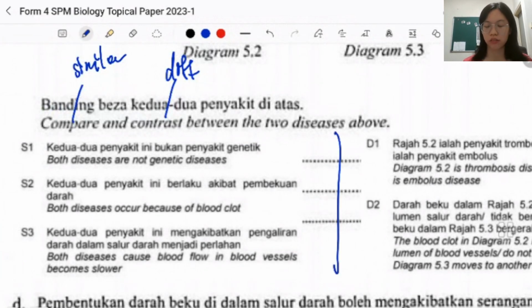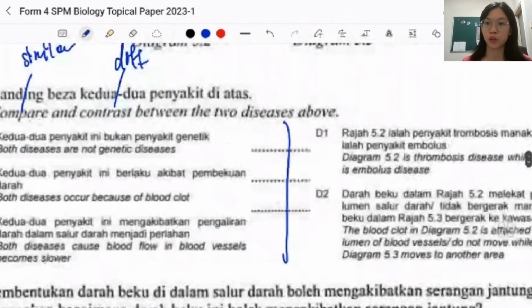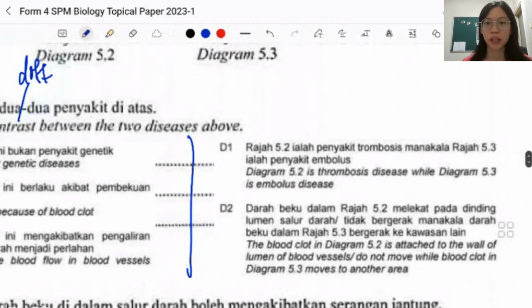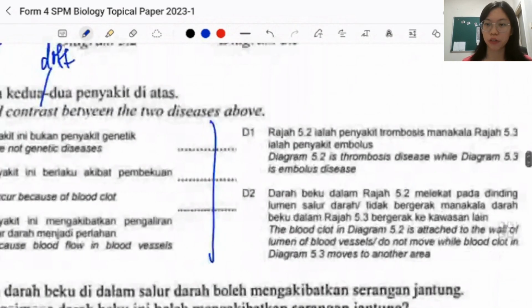Normally it's better for you to do the question and then read the answer scheme, to see which info you lost, which marks you lost from. And here are the differences of them.